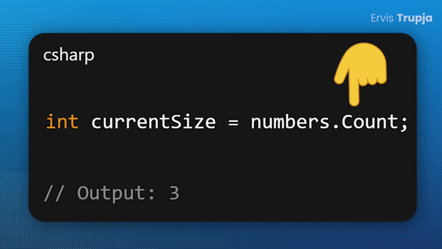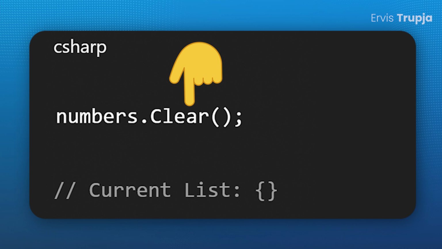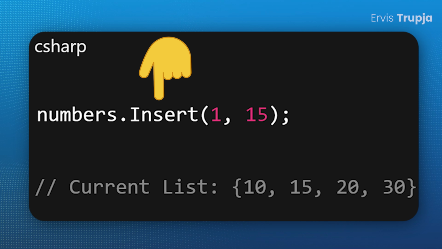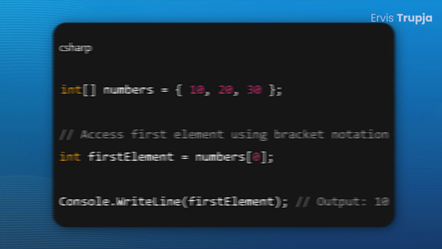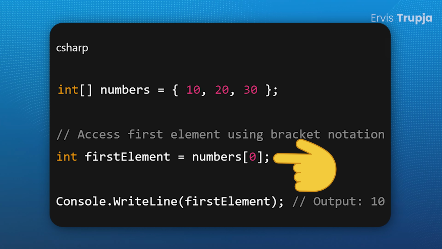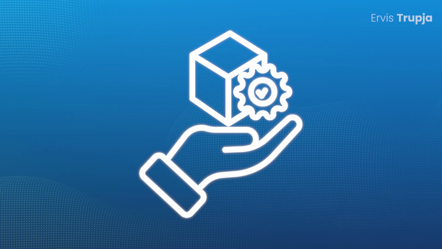Use count to get the current size, clear empties the entire list, insert lets you add items at specific positions instead of just at the end, and you can still access items like arrays using bracket notation where you define the element index. This is going to get the first element.